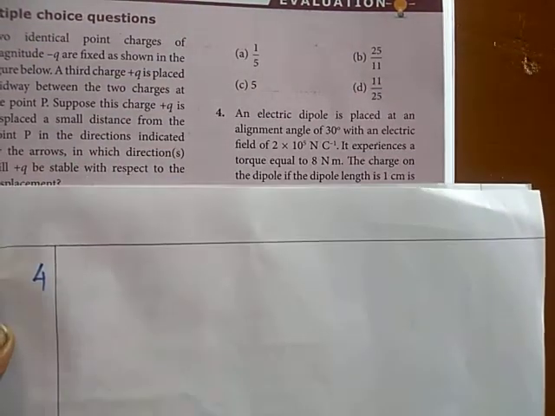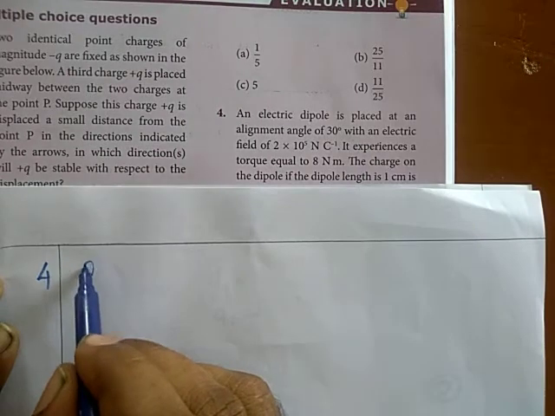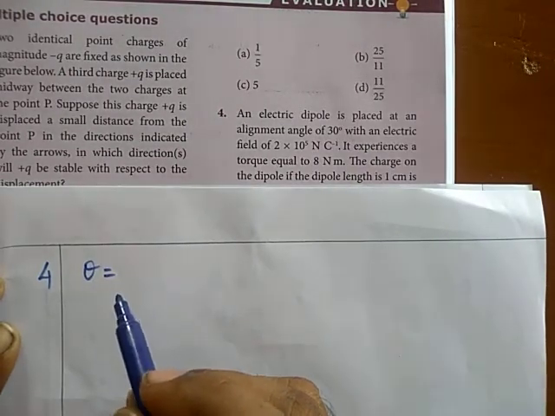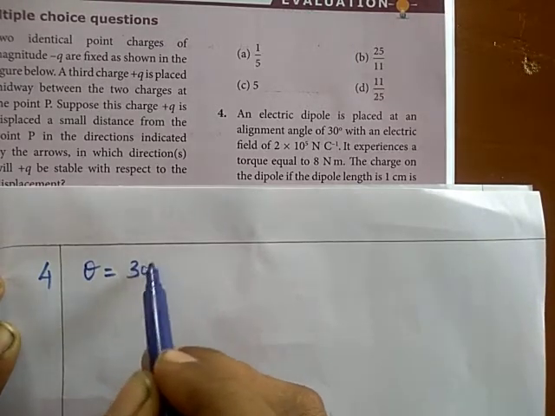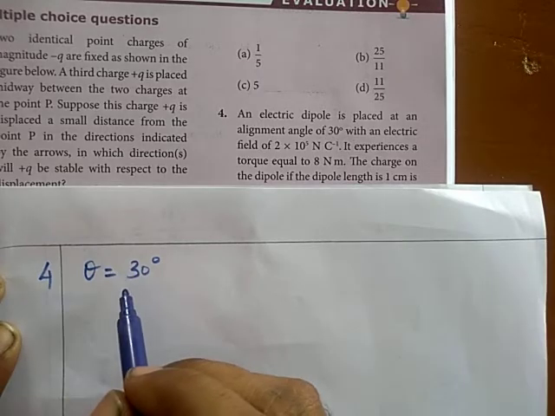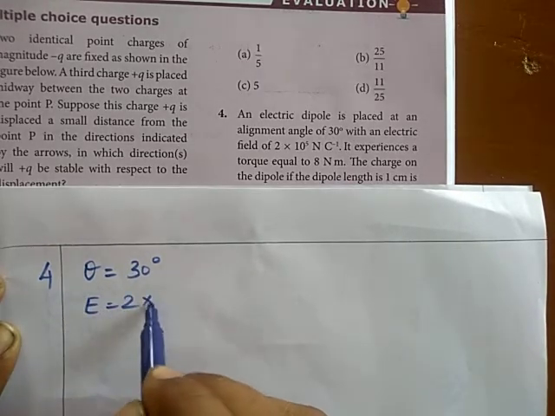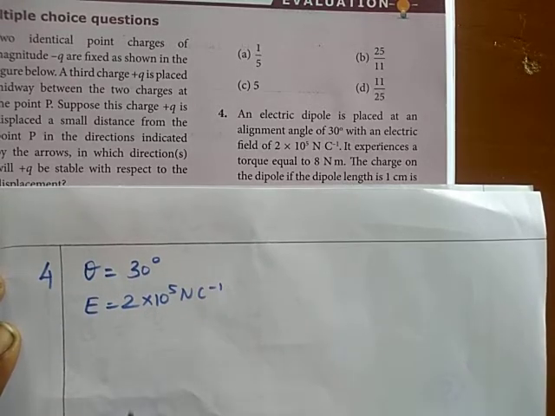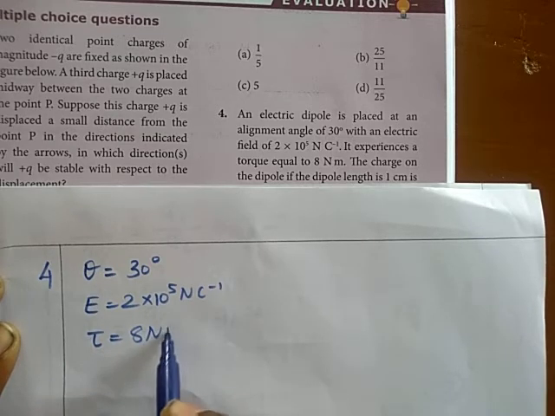The given data. Okay, first one is theta. Theta is the angle between the electric field and the dipole moment. Okay, theta is equal to 30 degree. The next, electric field E is equal to 2 into 10 power of 5 Newton Coulomb power minus 1. Okay, then the torque value is also given, tau is equal to 8 Newton meter.